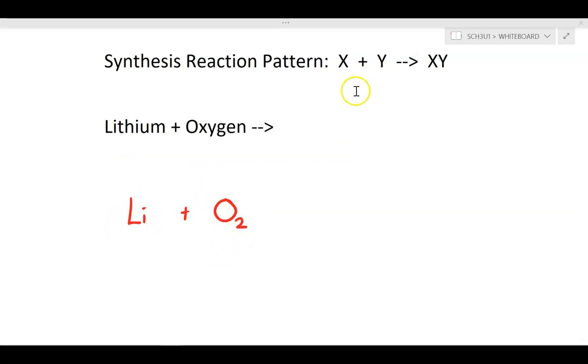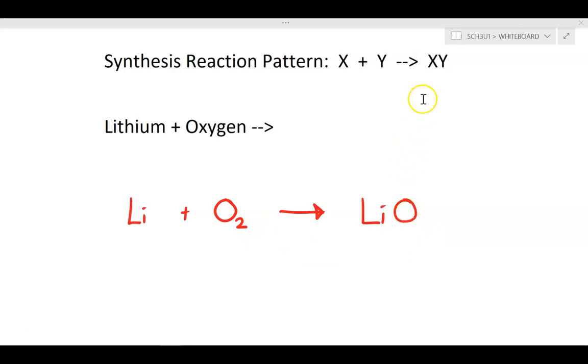Now I can match it up with a pattern. X is lithium, Y is oxygen. So let's slam them together into XY. LiO. Unless it's a polyatomic ion, we're going to ignore the subscripts, because only when you zero sum will you have the right subscript values. Don't just carry them in.